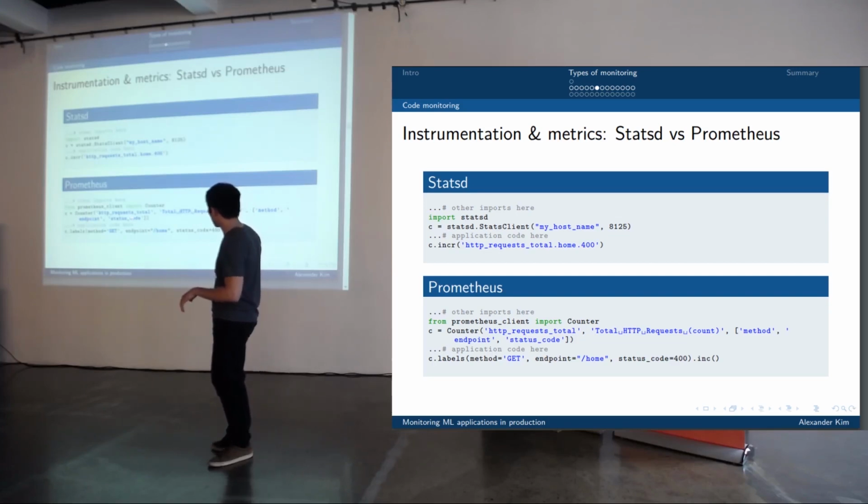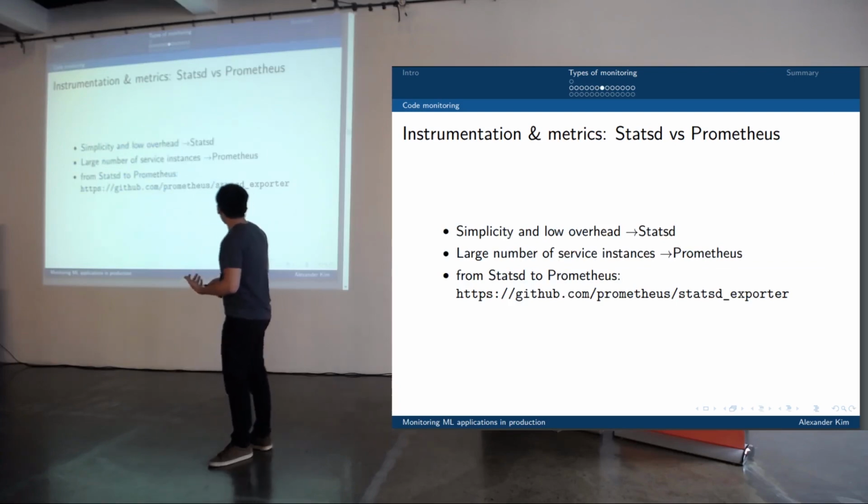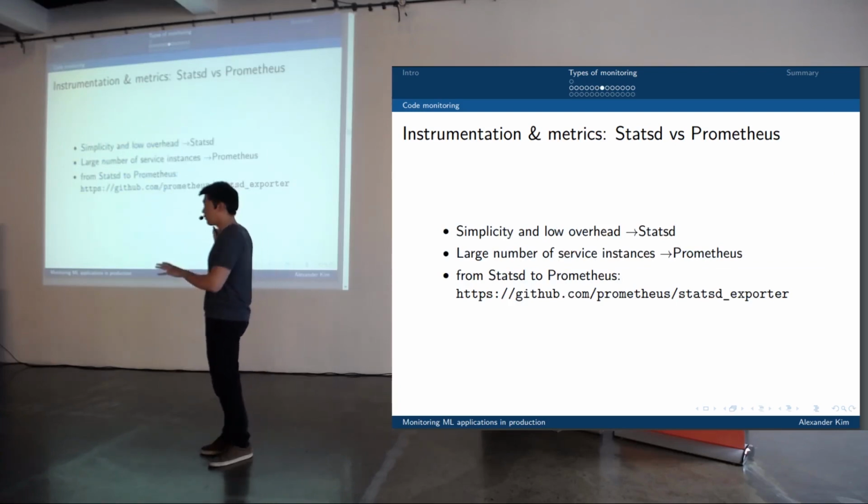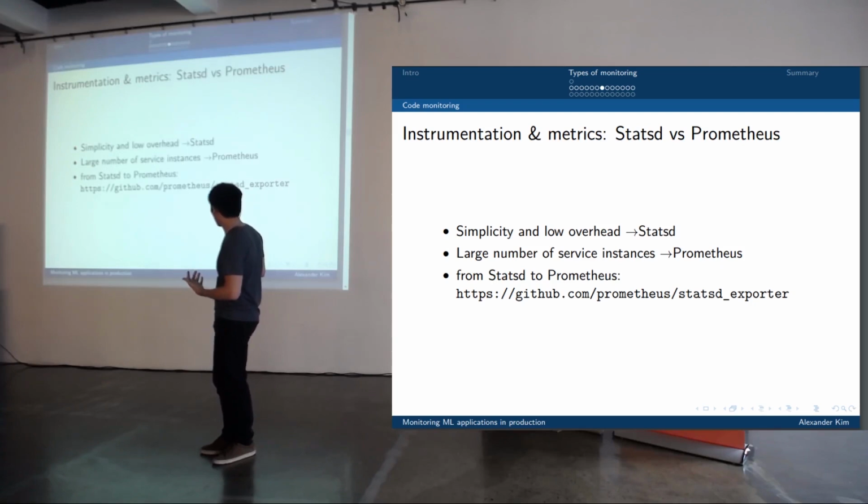Very similar structure for Prometheus. You import a counter, you create it in a slightly different way, and then you increment the number of that counter. Some of the differences, a rule of thumb, is if you're just starting out with instrumentation and metrics, and you want simplicity and low overhead, you would probably start with statsd. On the other hand, if you have a more mature application and you run it on multiple services and maybe containers that are dynamic, and you spin up more or less of them depending on your load and things like that, you'd probably want to go with Prometheus.